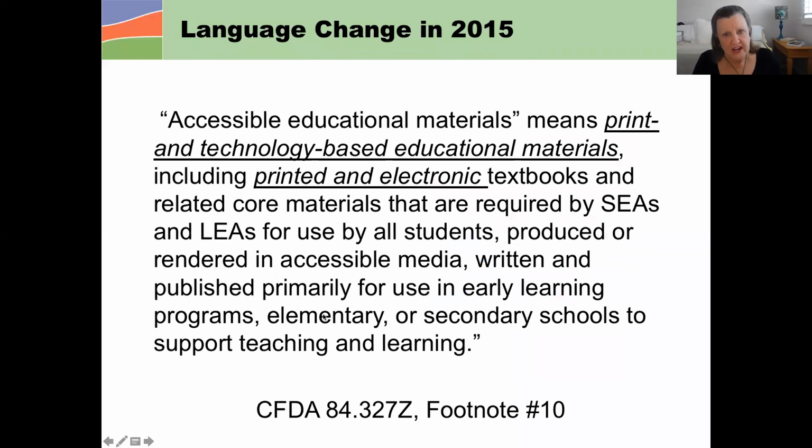So there was a language change in 2015 that mostly showed up in the request for proposals for what is currently the AIM Center. Footnote 10 says that accessible educational materials means print and technology-based educational materials, including printed and electronic textbooks. It goes on to say a lot more, but basically the notion here is, as we all know, that it's not okay to provide access to print but not to technology-based educational materials, electronic textbooks, and the materials that go with them.